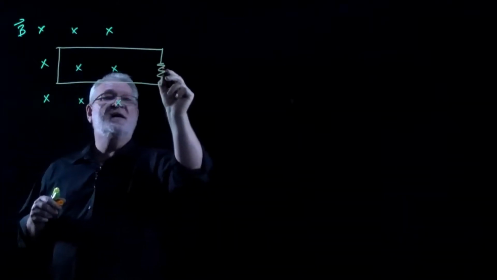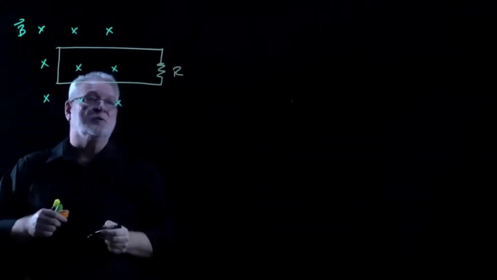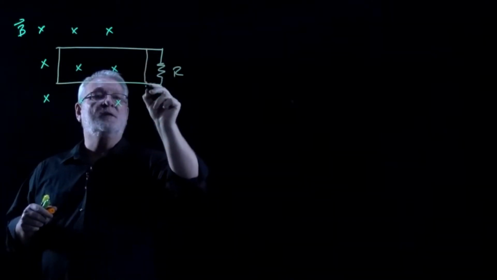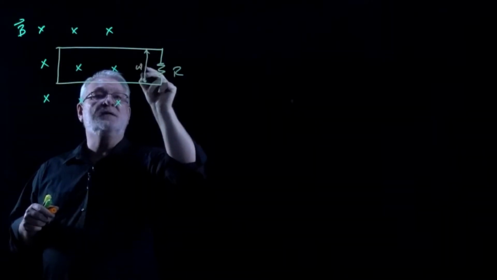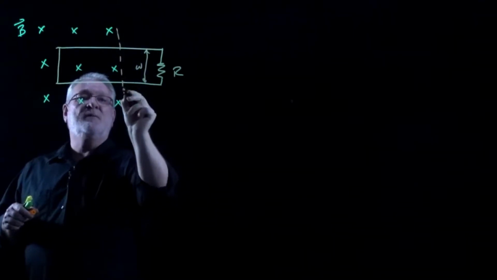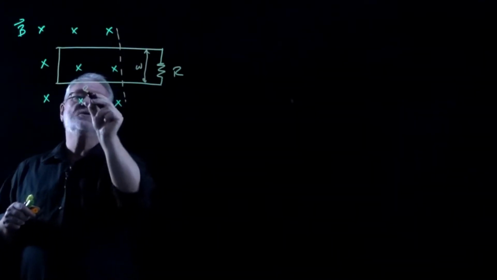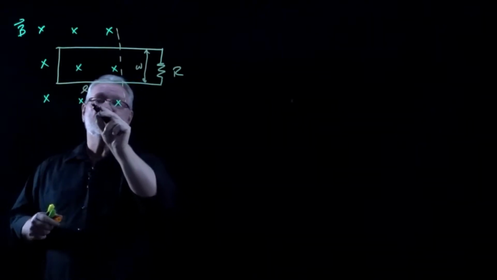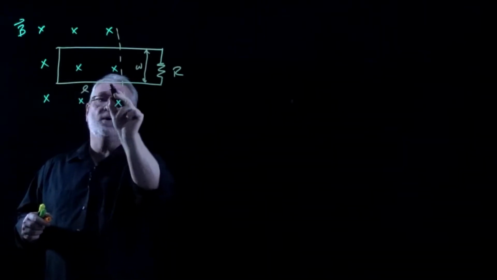Now, in this loop, I've concentrated all of its resistance into a resistor here at the end. The dimensions of this loop are going to be the width right here, that'll be W, and the length, but I'm only going to measure the length by how much of the field is actually inside of the wire loop. And so L will actually be this length right here.